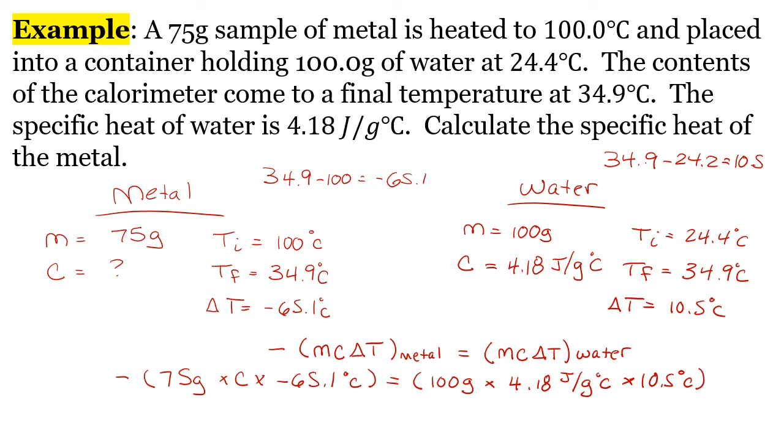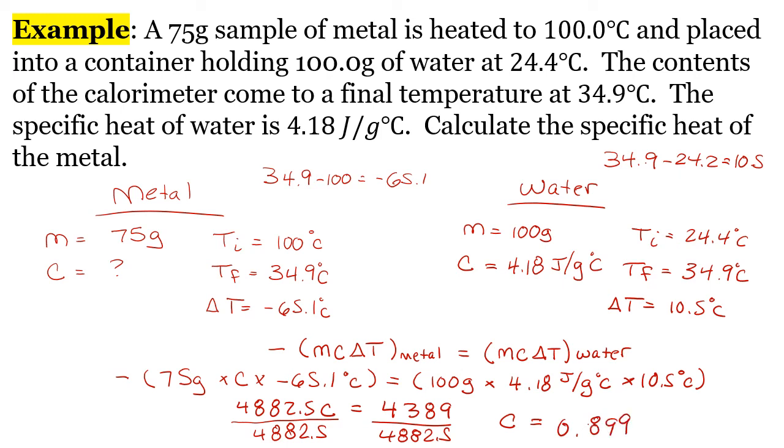So when we multiply this all out, I get 4,882.5 C on the left. On the right, when I simplify everything, I get 4,389. And then I want to divide both sides by 4,882.5. And I get a final value, a specific heat of my metal, of 0.899 joules per gram degree Celsius.